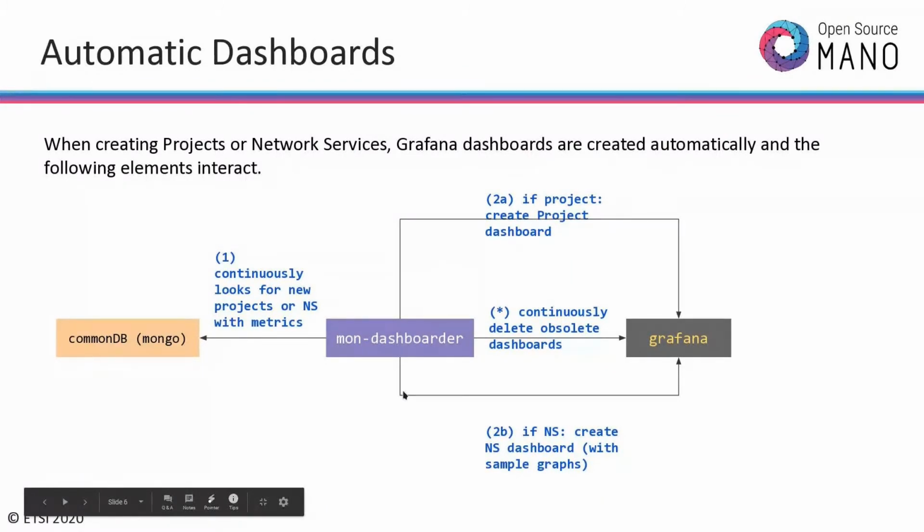So you can easily look at the metrics you are collecting from that particular VNF. And also, this is a continuous job. It goes continuously to Mongo to check if there's a new VNF or a new network service, and then deploys the dashboard to Grafana.